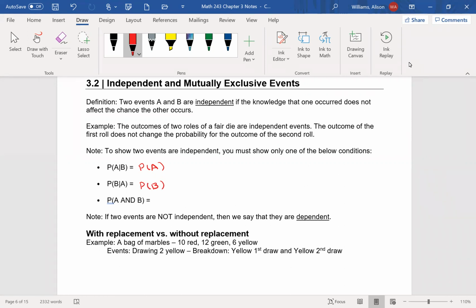And this last one here is a kind of useful formula. The probability of A and B ends up equaling the probability of A times the probability of B. So we find their probabilities individually and multiply them together. That's how we can check whether or not events are independent. If they're not independent, we'll say that they are dependent.